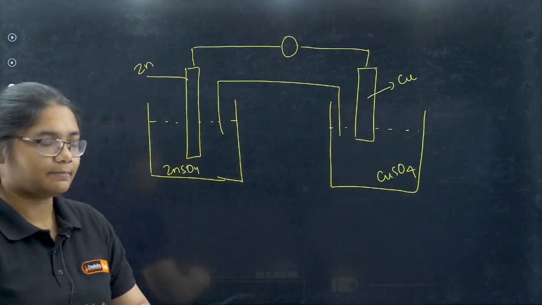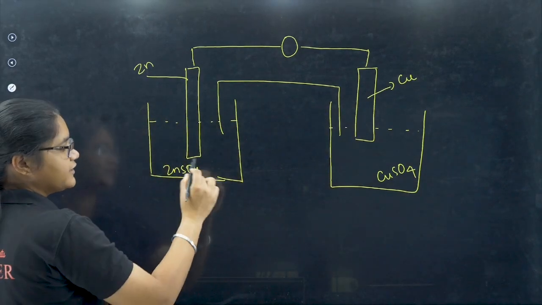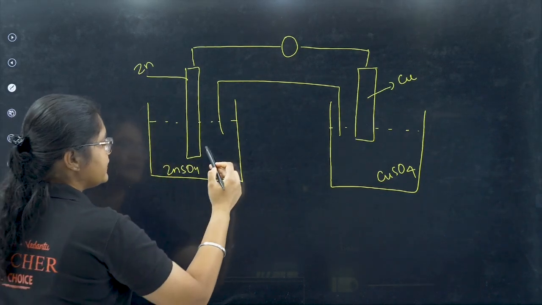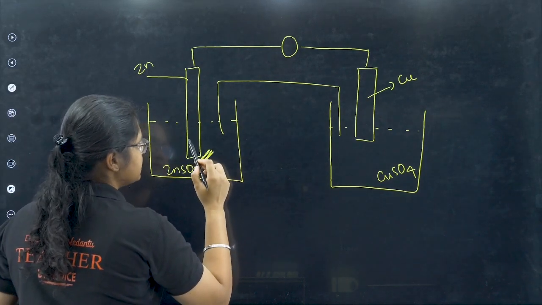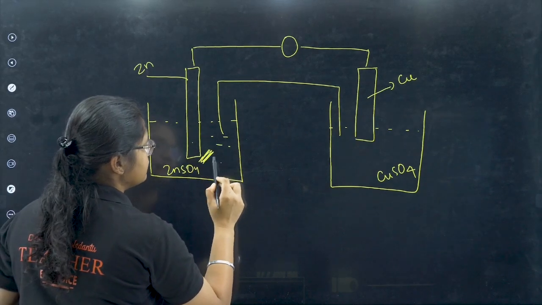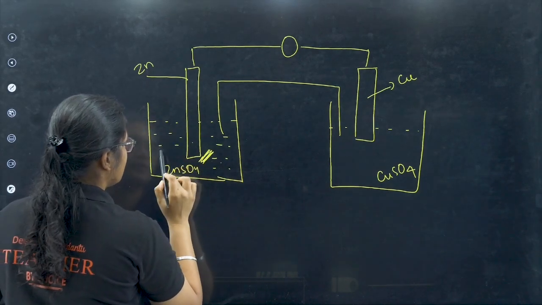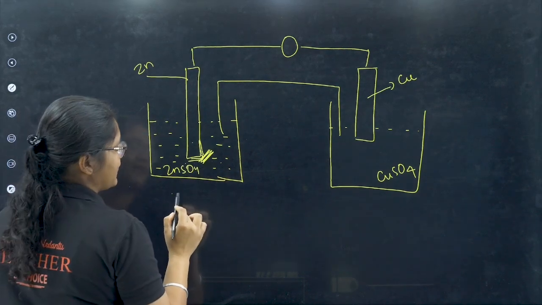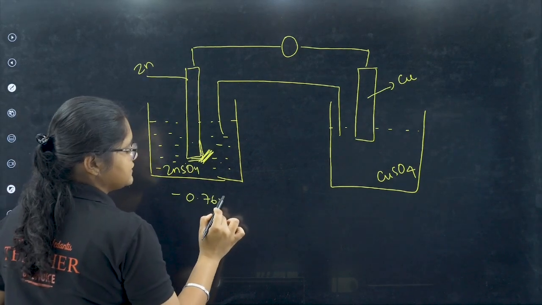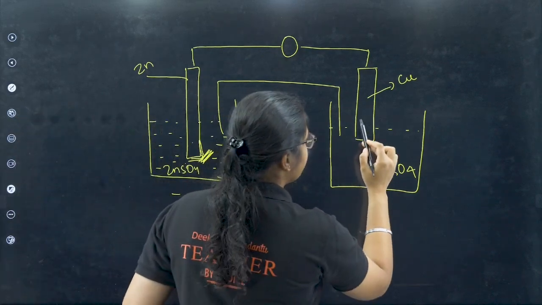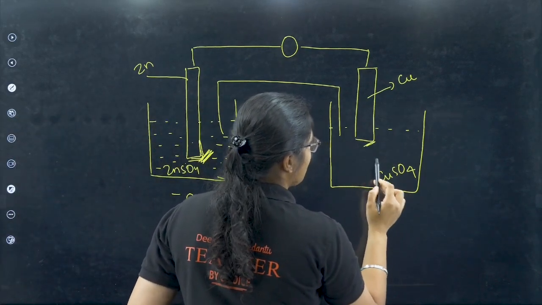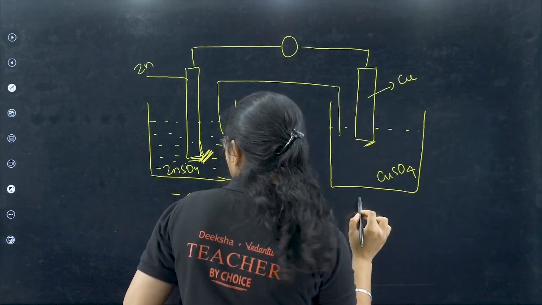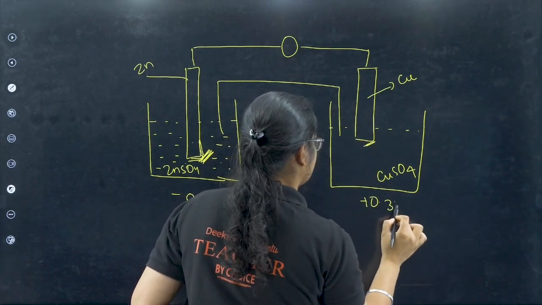Okay, now what happens? Zinc sulfate, copper sulfate is there. Now I told you that there is an electrode potential between this zinc rod and zinc sulfate solution, right? There is an interface here. There is an electrode potential here whose value I told you is minus 0.76 volt. Now there is an electrode potential here also between this copper and this copper sulfate electrolyte, that is plus 0.34 volt.